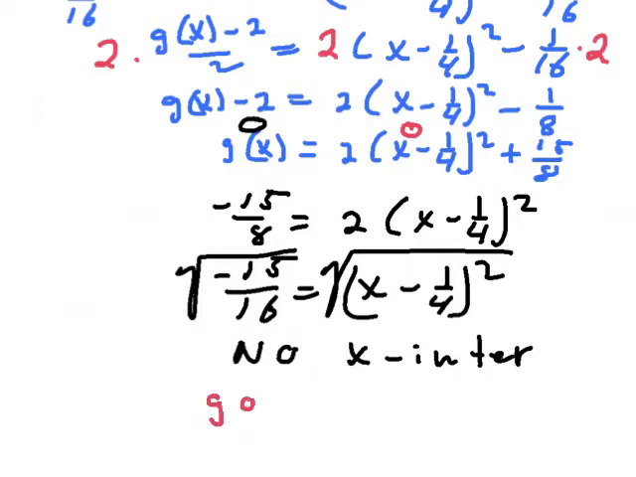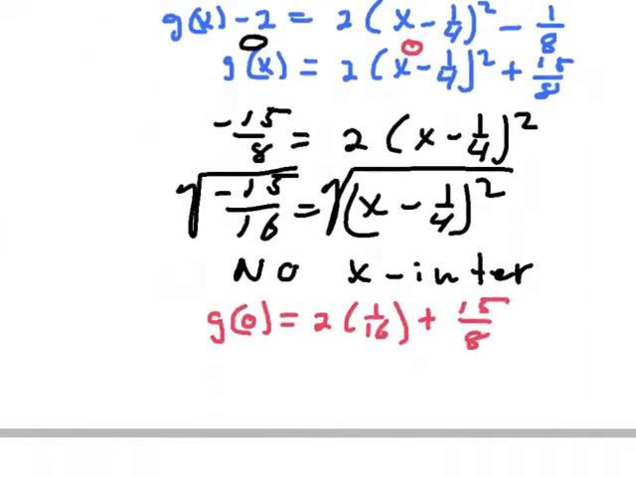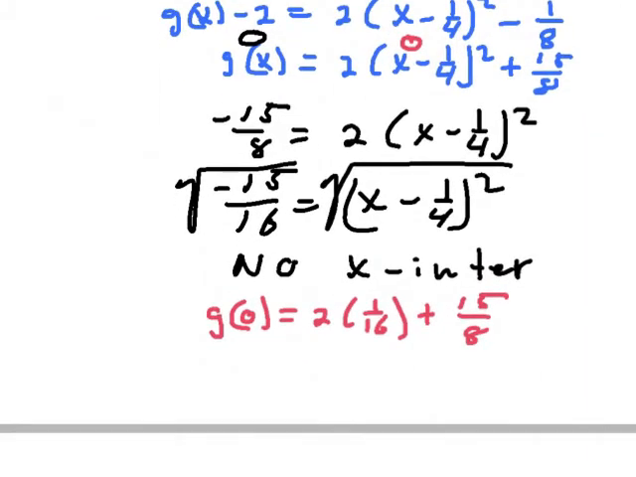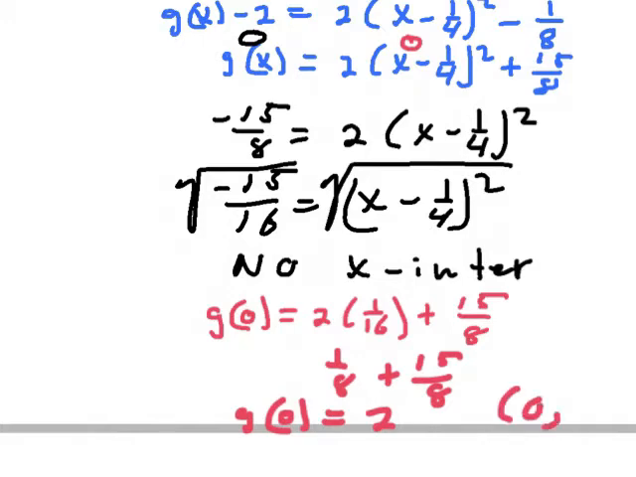So g of 0 is going to equal 2 times (0 minus 1/4) squared, which is negative 1/4 squared, which is 1/16, plus 15 over 8. Now, simplifying that, we're going to have 1/8 plus 15 over 8, which gives us 16 over 8. So I see that g of 0 is going to equal 2. So my y-intercept is going to be at (0, 2).